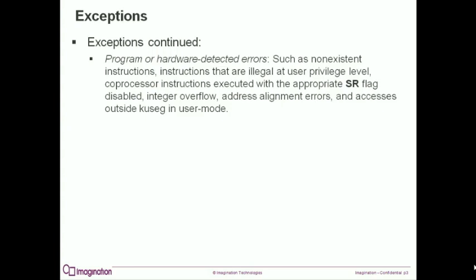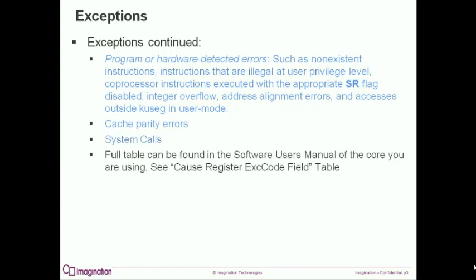If your cache is designed for it, the cache can generate an exception when the CPU accesses a cache instruction or data and there is a parity error that hasn't been corrected. A system call is a way for a user mode program to transfer control to an OS running in kernel mode, usually to request an OS service, for example, writing data to a disk drive. There are more exceptions. Consult the Software User's Manual for your core for a full list.